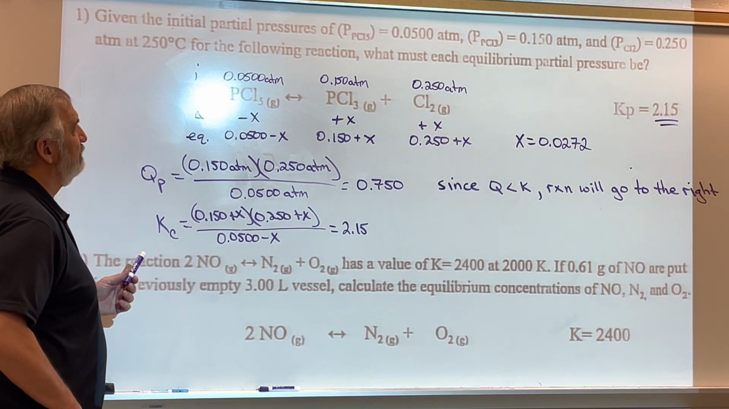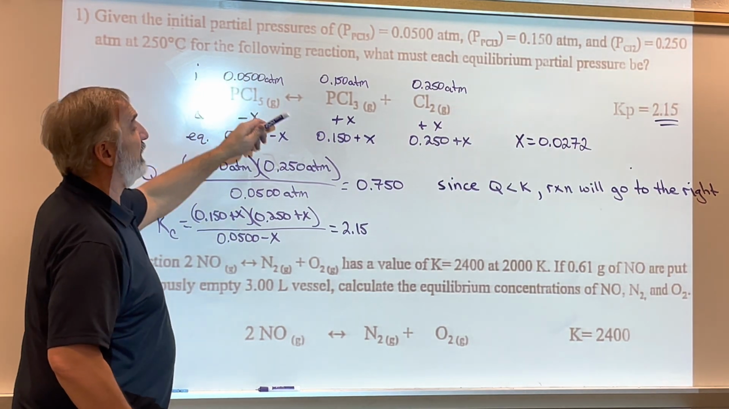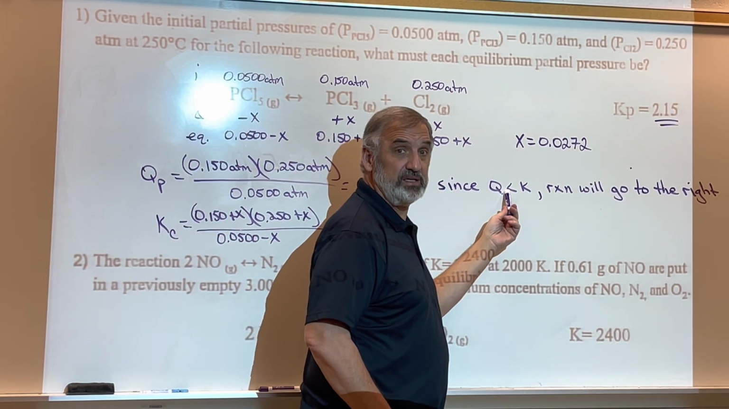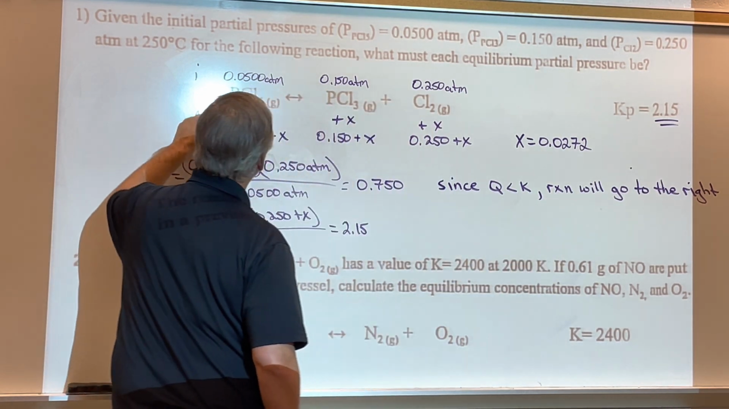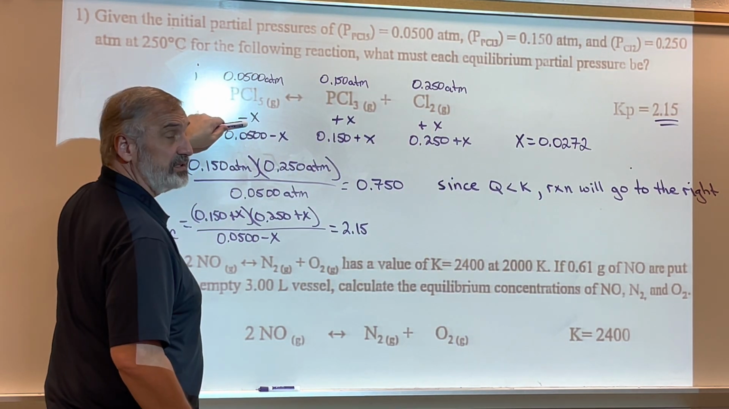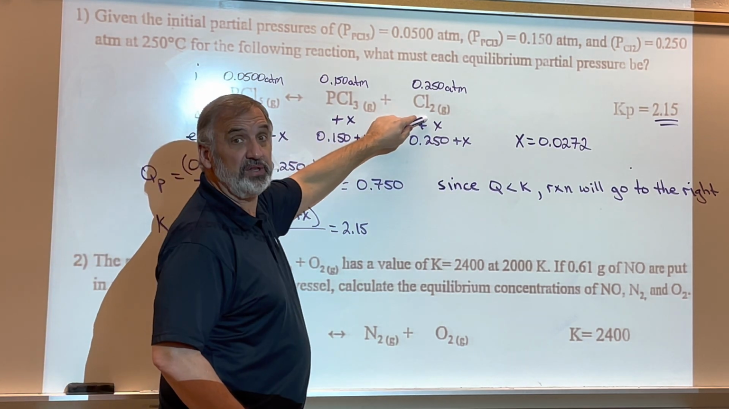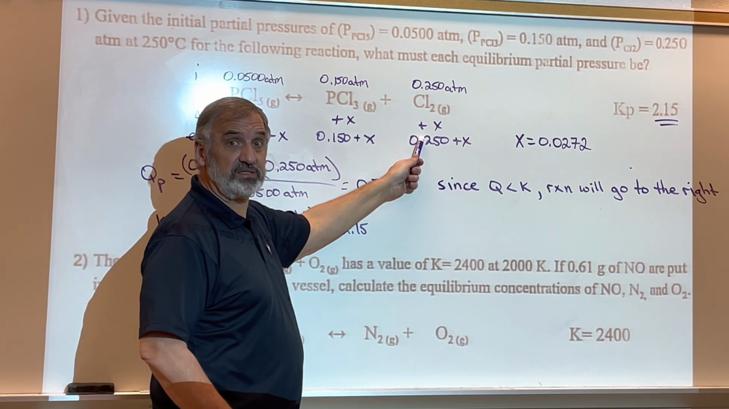This is my initial. By finding Q being less than K, I know that the reaction is going to go to the right, which means that X amount of this is going to react. For every one of these that reacts, we get one of those and one of those. So this is minus X, and this is plus X and plus X.